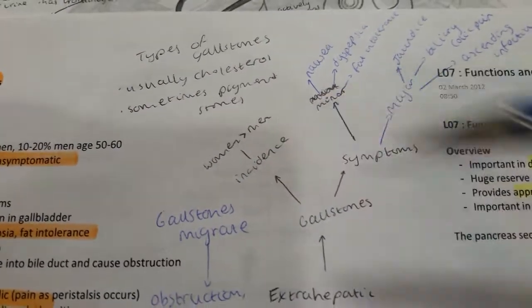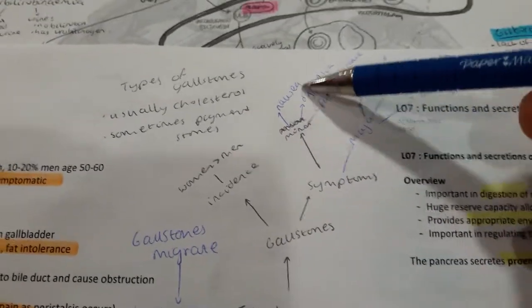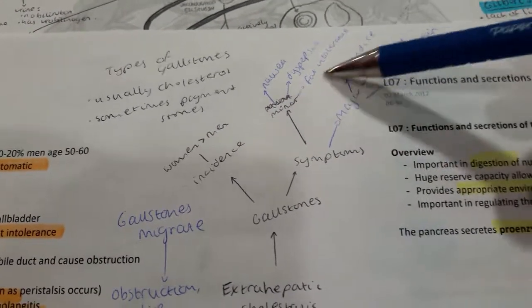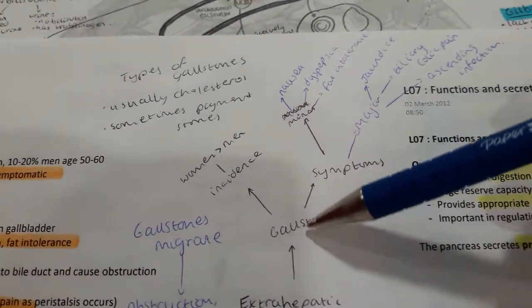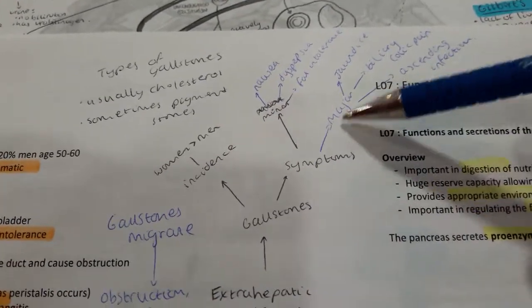Incidence: it happens more in women than men. As for symptoms, there are minor and major symptoms, the minor being nausea and dyspepsia. Dyspepsia is like nausea, illness, and fat intolerance, because remember the bile acid is for fat absorption. But it's also got major symptoms.